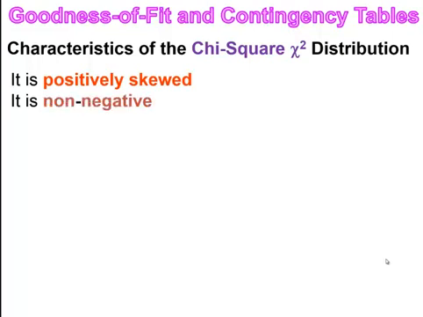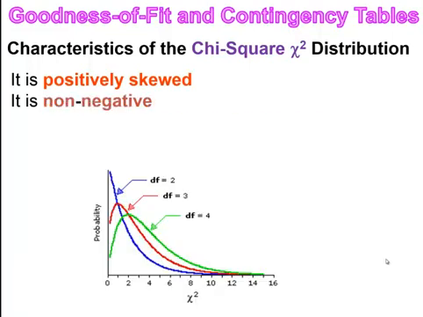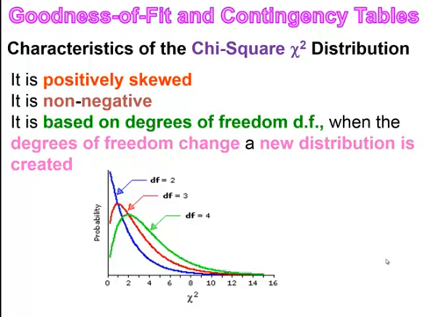So the characteristics of a chi-square distribution are that it is positively skewed, it's non-negative, and it's based on a degree of freedom. And when the degree of freedom changes, a new distribution is created. So you can see a picture here of what the distribution would look like based on the degree of freedom.